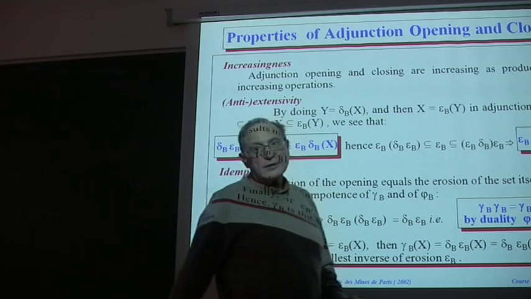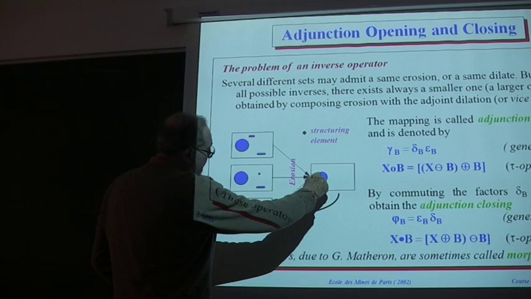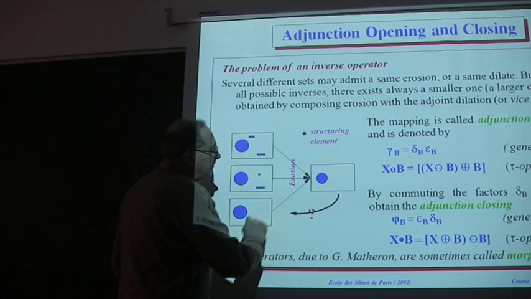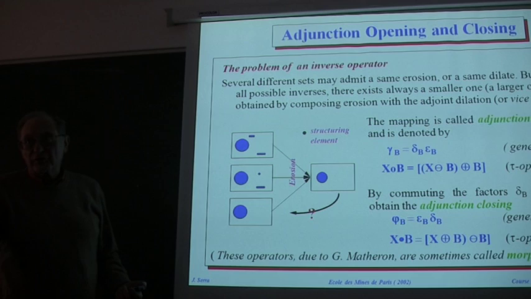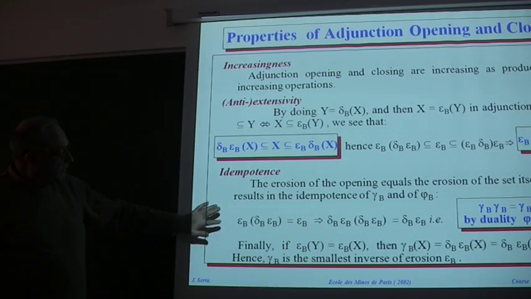It means if I go back, I erode, I redilate, I erode again, I find the same. So as soon as I have eroded and dilated, after if I erode, I come back to the eroded set. And that is, again, the sort of idempotence which arrives.